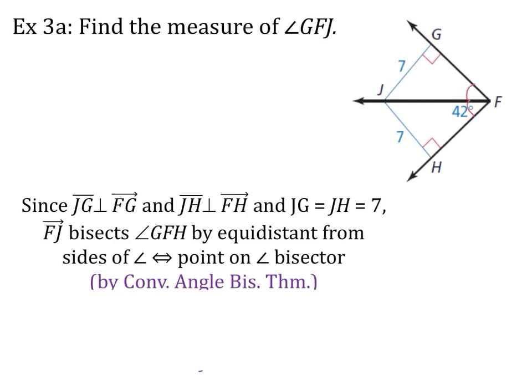So we can conclude that our two angles, angle GFJ is congruent to angle JFH, and if JFH is 42 degrees, then so is the measure of angle GFJ.